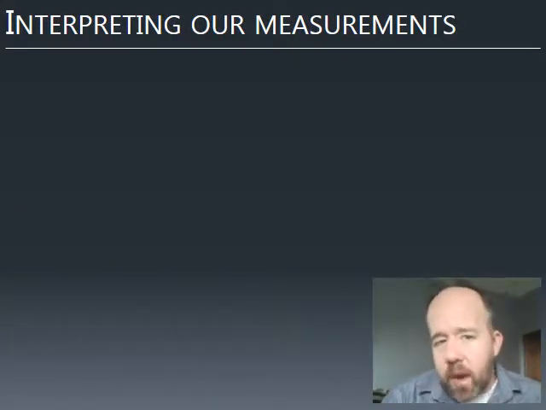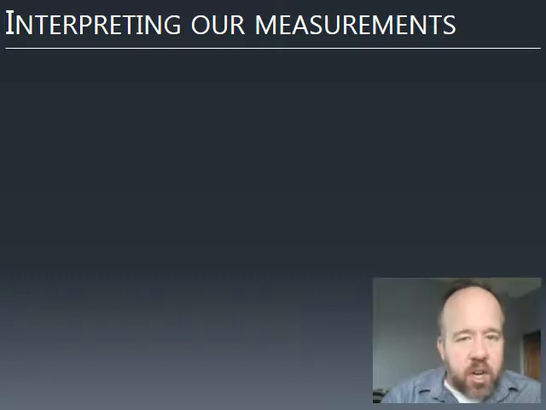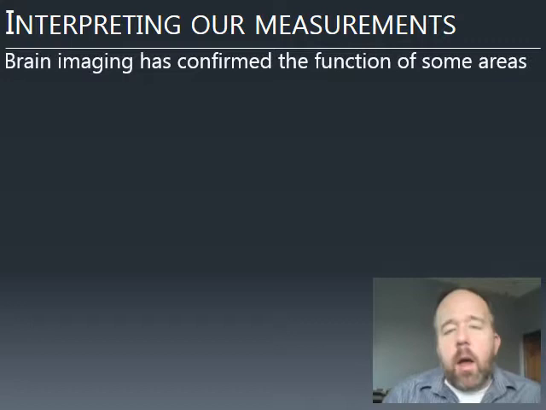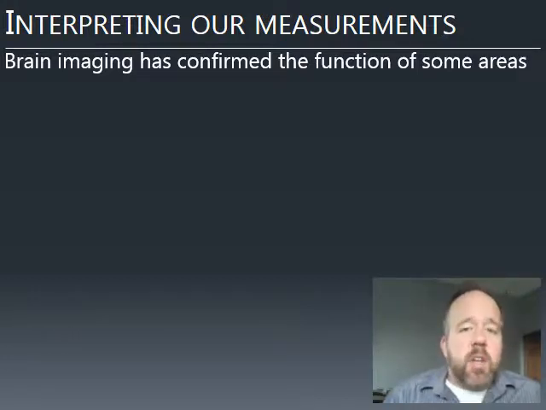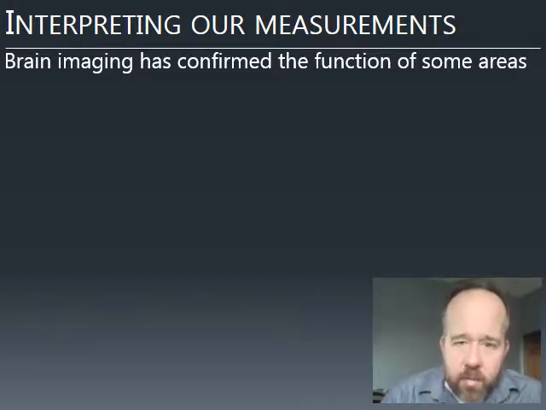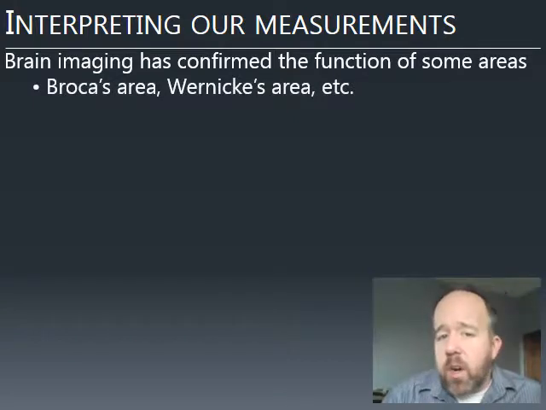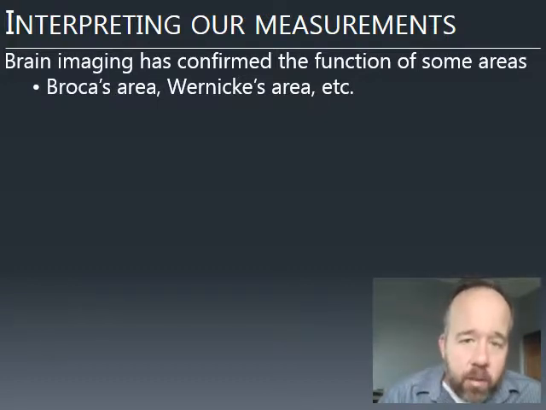Okay, so we have our data. We've done our brain imaging study. What do we do with those data? How do we interpret them? Well, so first, let me say that brain imaging has indeed confirmed a lot of the functions that previous studies of brain structure hypothesized. So if you have someone in an fMRI scanner and they're producing speech, if they're speaking, you can see activity in Broca's area. If you play speech to them and they have to process human speech, you'll see activity in Wernicke's area.